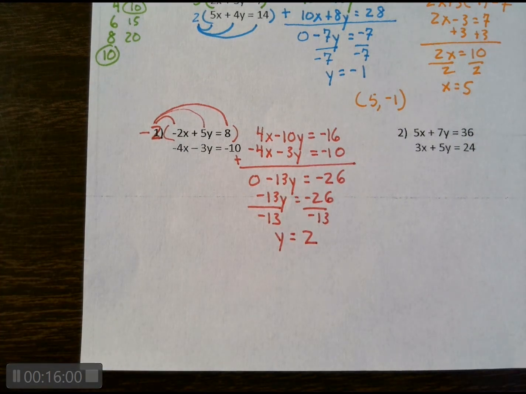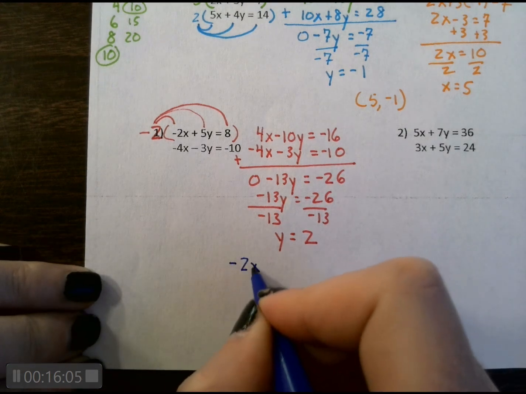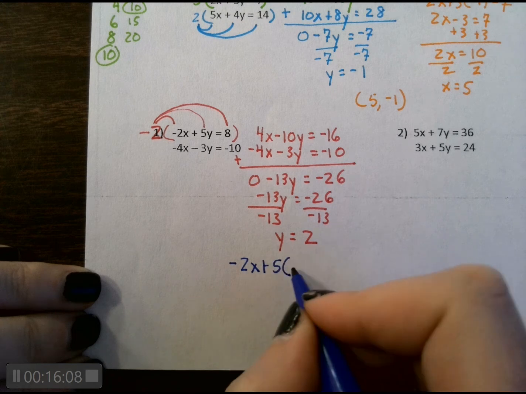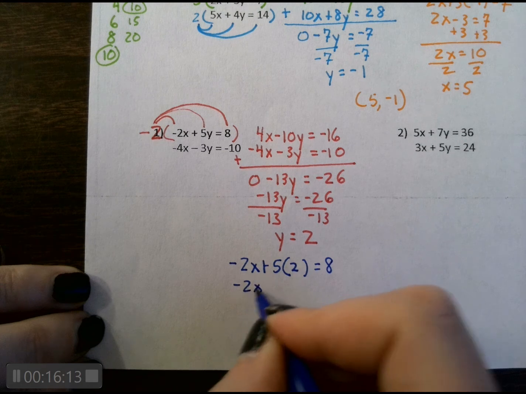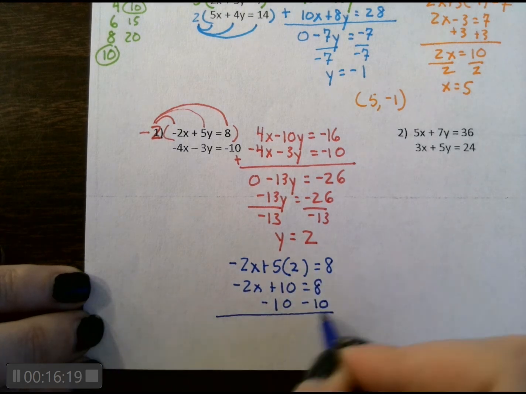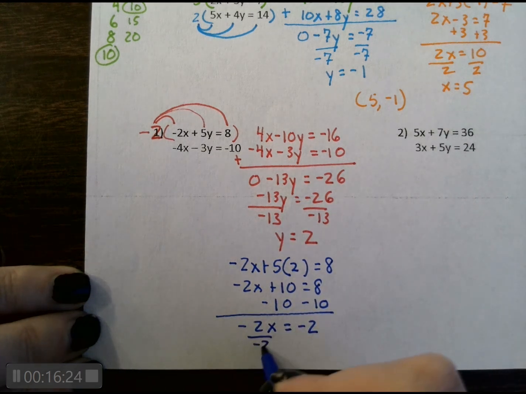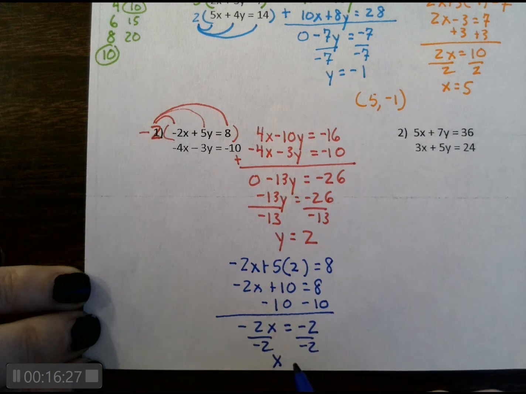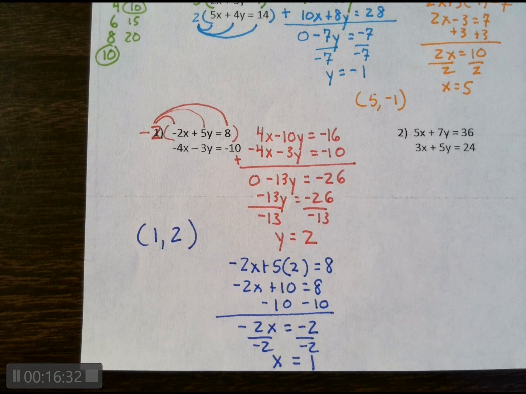Then we pick which equation we want to substitute into. Again, I'm going to use the top one. So -2x plus 5y is 2 equals 8. -2x plus 10 equals 8. Subtract 10 from both sides. -2x equals -2. Divide by -2. So x equals 1. So then our coordinate point is 1, 2. Alright, let's try the next one.